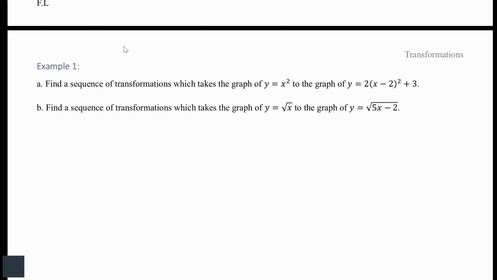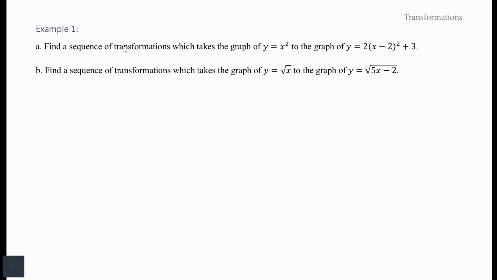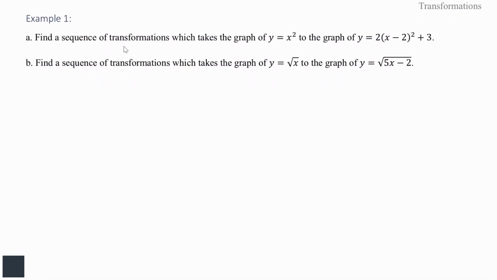Now let's have a look at an example. Let's do it one by one. Example one. Find a sequence of transformations that takes y equals x squared to the graph y equals 2 lots of (x minus 2) squared plus 3. Now let's go. We have the original graph and we have the new graph.